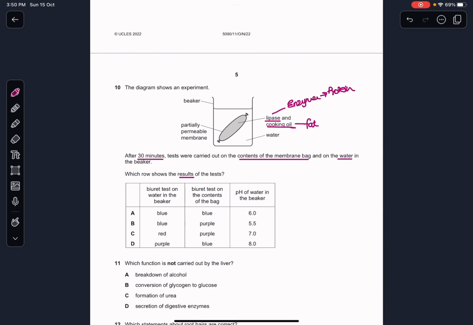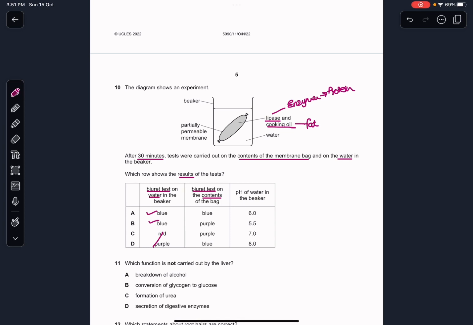Now, they're saying that they're carrying out the Biuret test on the water, and on the contents of the bag. Now, the water is just plain water. It does not contain any sort of protein. Firstly, the Biuret test is the test that we use to see the presence of protein. If protein is present, the color would change to purple, and if protein is not present, the color would remain blue. So water is essentially water only. There is nothing else present, so the color would remain blue only, right? So it cannot be C and D.